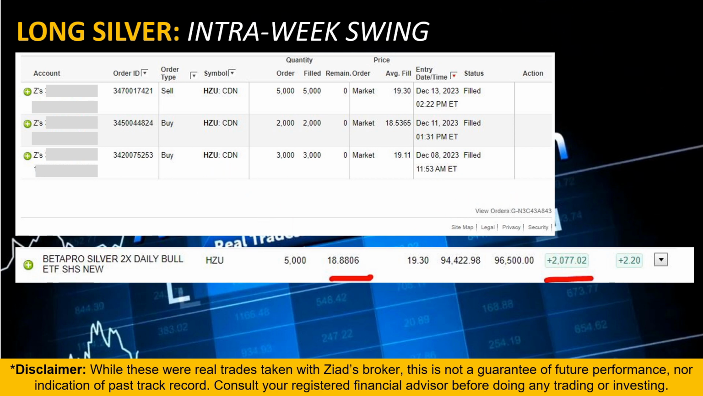It's like SLV times 2. And acquired it in a couple of tranches, as you can see, and sold it in one tranche and was able to gross just under $2,100. Again, past performance is not an indication of track record or future. Consult your financial advisor before making any trading decisions.